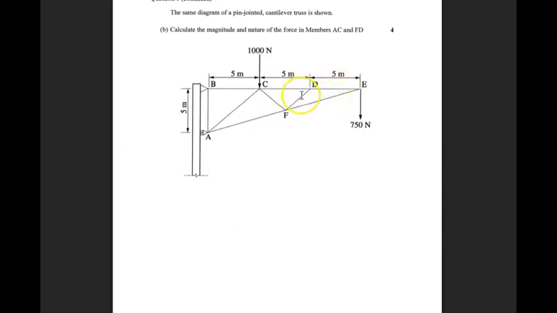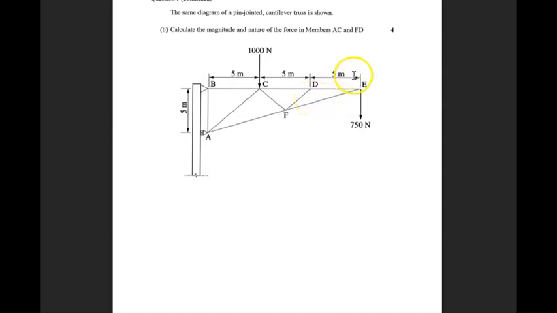If FD is even 1 Newton, there's going to be a vertical component. CD and DE, they're horizontal, so they can't have any amount of vertical component. So therefore, FD must be 0, because if it was even 1 Newton, it would blow out that joint. If there'd been a force applied to D, it'd be a different story.